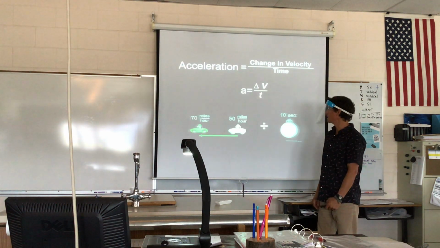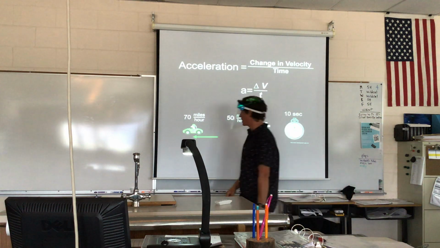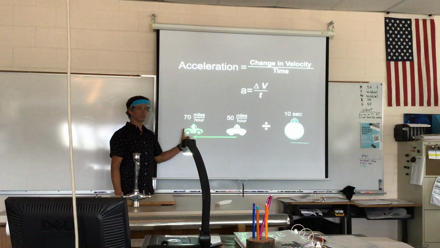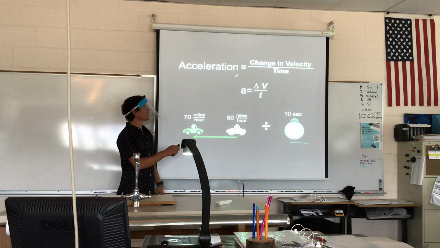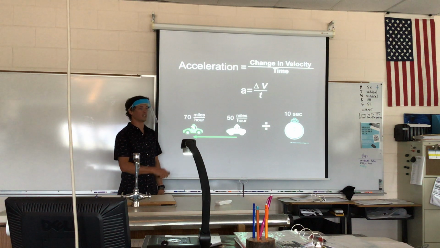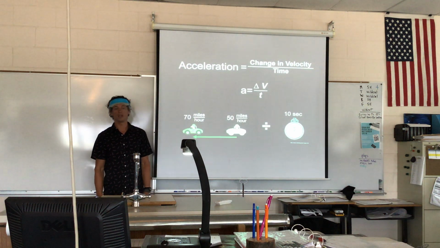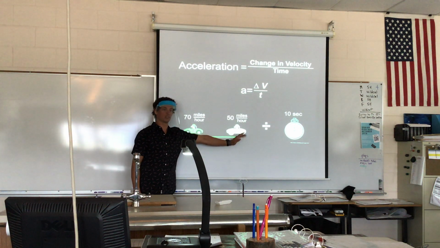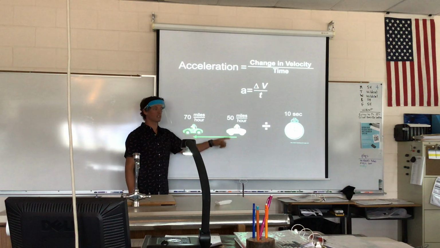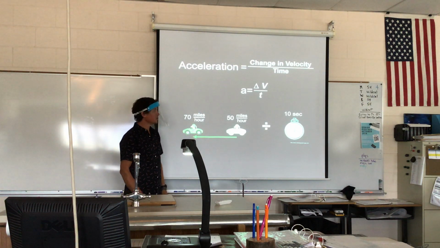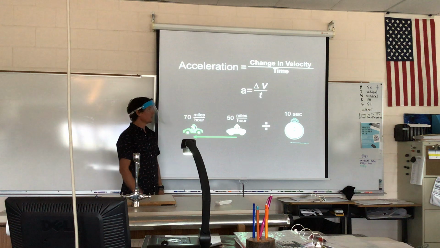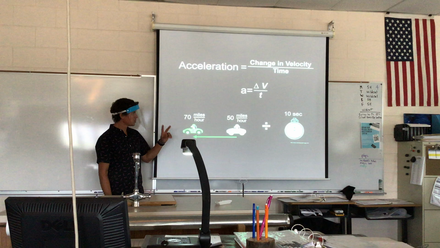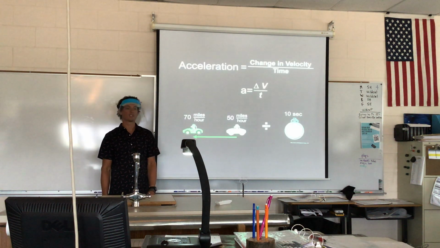So here's an easy example. You don't necessarily have to write this down, but you can. Let's say we've got a car, it's going 50, and now it's going 70. What is the delta V, the change in velocity? You always do the final minus the initial. So it's not 50 minus 70, it's 70 minus 50, which is a positive 20. Then we divide by the time it took, and we get 2. The acceleration of this little example would be 2 miles per hour per second.